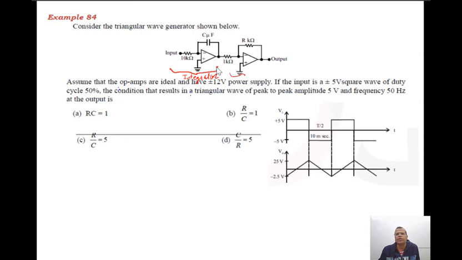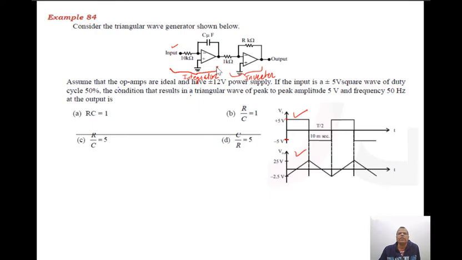And the output side of the circuit is nothing but a simple inverter circuit. So this is the inverter circuit. The input is a square wave which is drawn here, and the output is a triangular wave which is drawn here, right? The input is a plus minus 5 volt square wave. It means you have a negative peak value of minus 5 volt and a positive peak value of plus 5 volt.